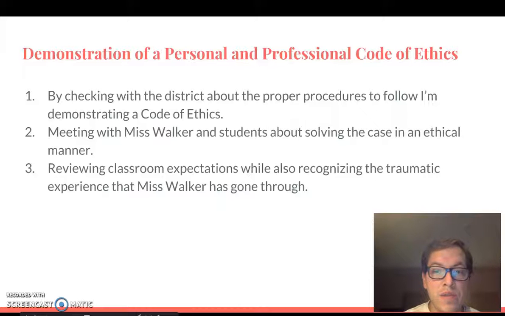And lastly, reviewing the classroom expectations while also recognizing the traumatic experience that Ms. Walker has gone through. It's important to make sure she knows that this is a very serious case, and not only do we need to make her feel safe at the school and at home, but we need to make our students feel safe as well. And that is how I hope to implement my plan of action and solve the problems put forth by this case. Thank you.